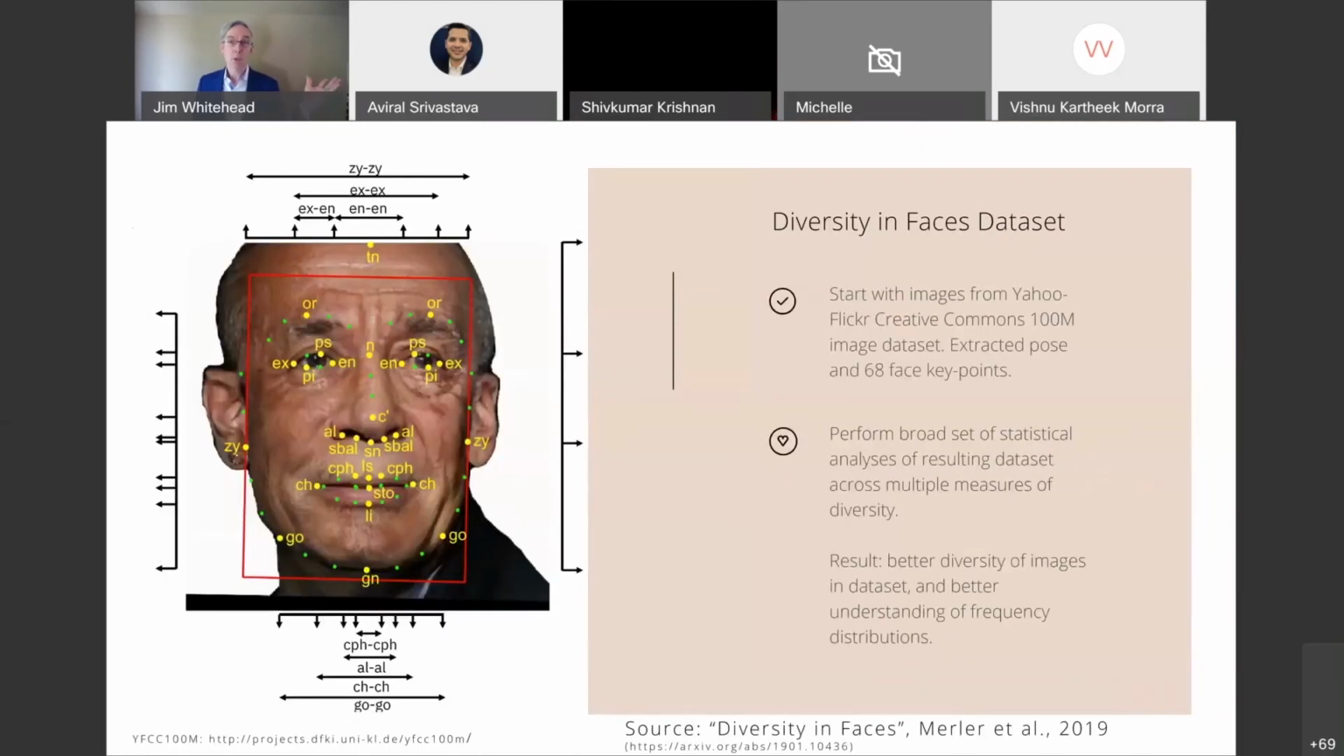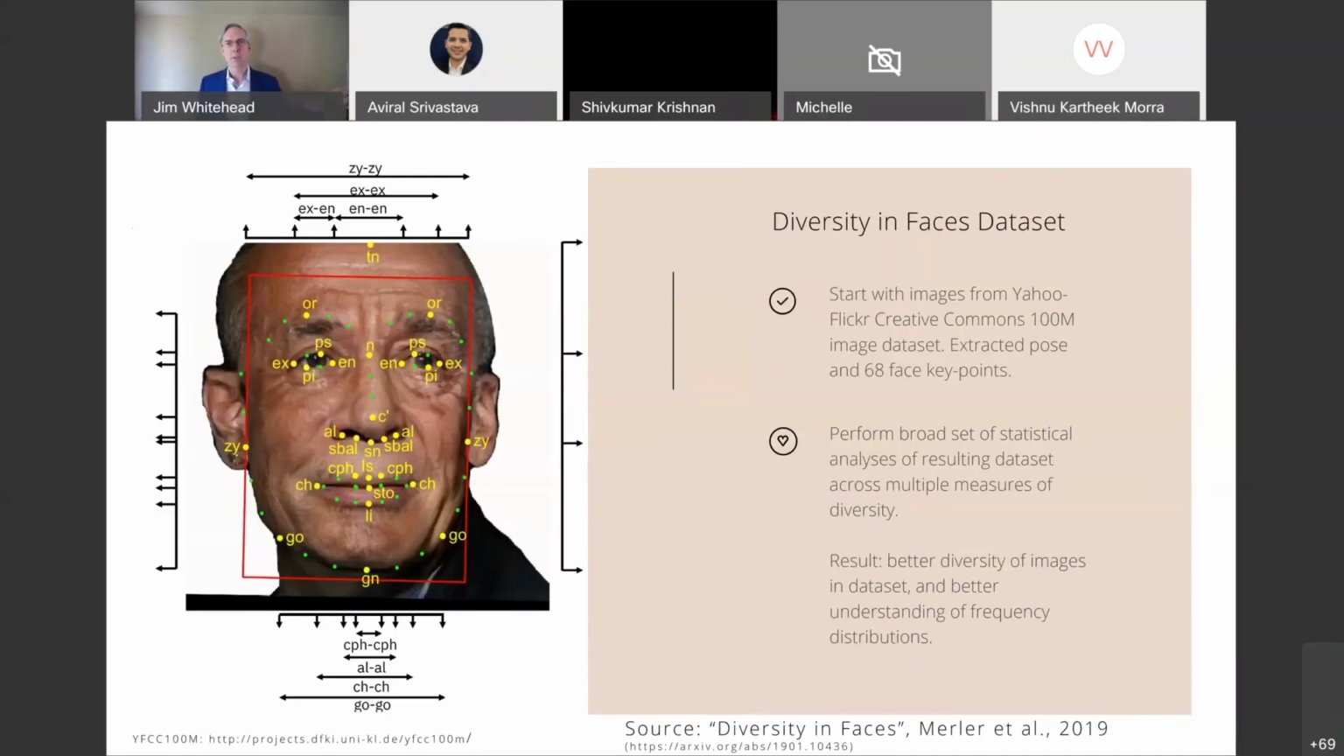Okay, so how can you address this kind of bias? Well, I think the key to addressing bias in facial recognition data sets, or any data set altogether, is you just have to understand what the frequency distributions in your data set are. And you also need to have ways of making sure that the data that you collect is highly representative in the first place.